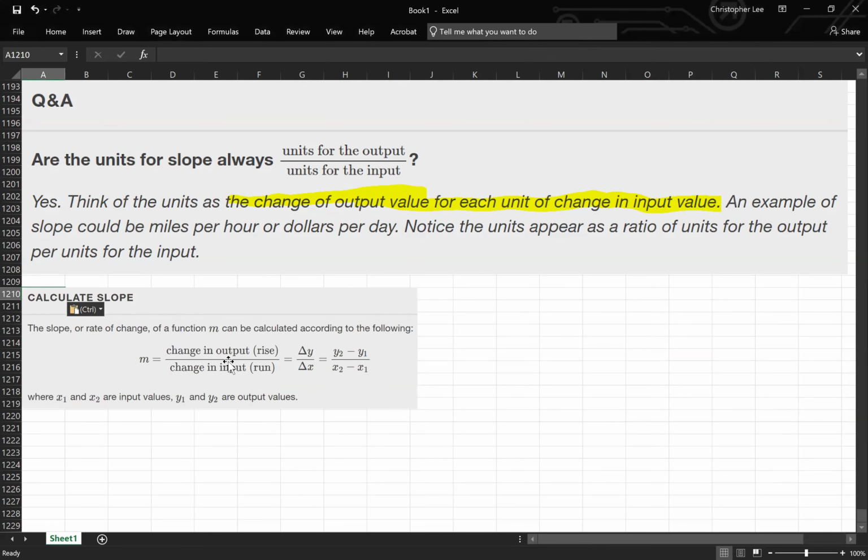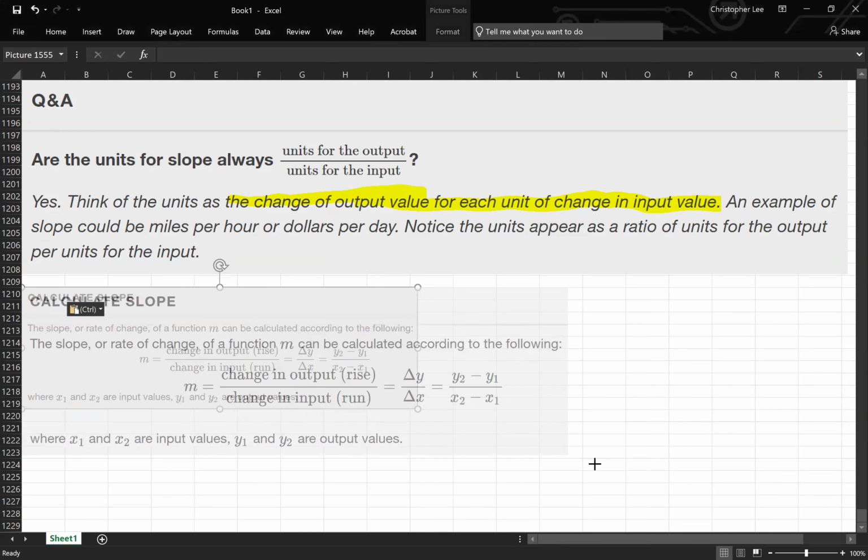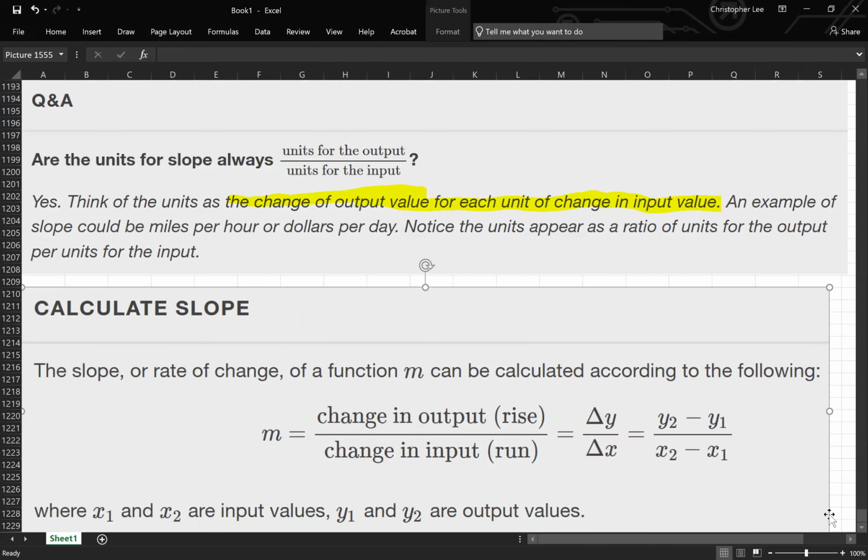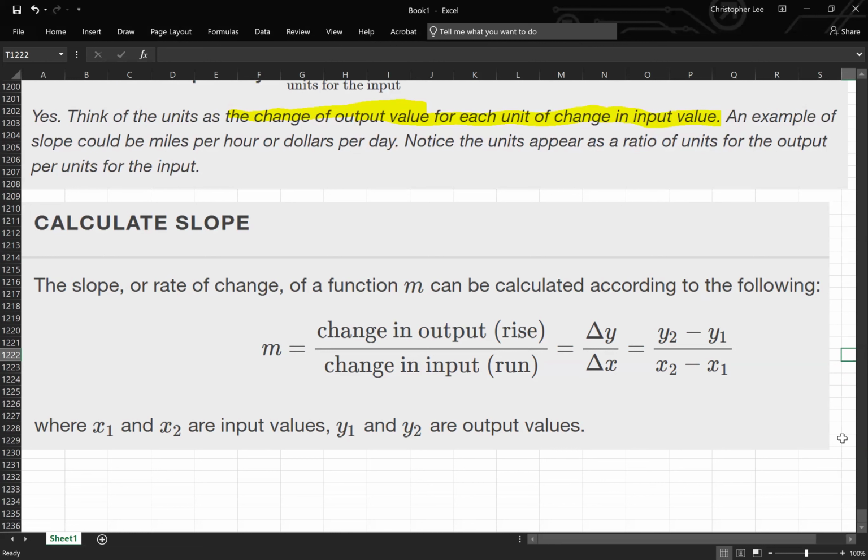So to calculate the slope or the rate of change of a function, m can be calculated according to the following. The slope m is equal to the change in the output, rise, over the change in the input, run, or it's equal to change in y over change in x, which is equal to y2 minus y1 over x2 minus x1, where x1 and x2 are input values, and y1 and y2 are output values.